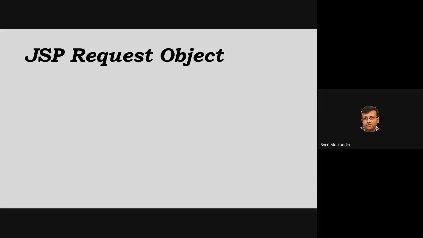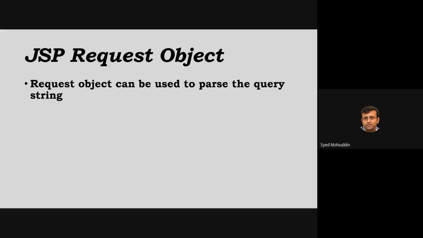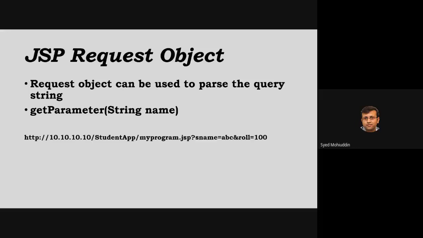The JSP request object is again used to parse the query string. That is, whatever values. For example, we had used the method request.getParameter, if you remember, in servlets. The same way to parse the query string here, we can use the getParameter method. This request object is the same as what we have used in servlets, and the methods are the same, that is the getParameter method.